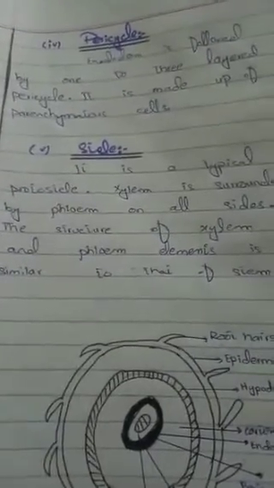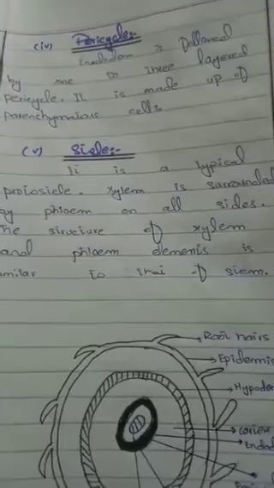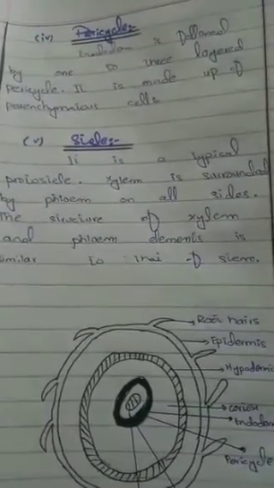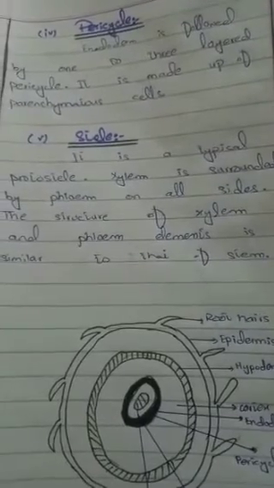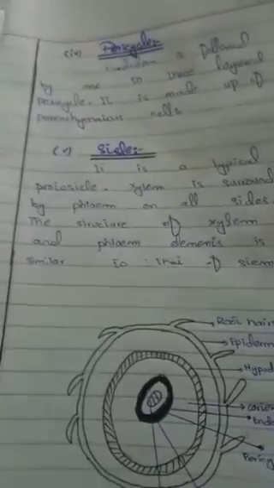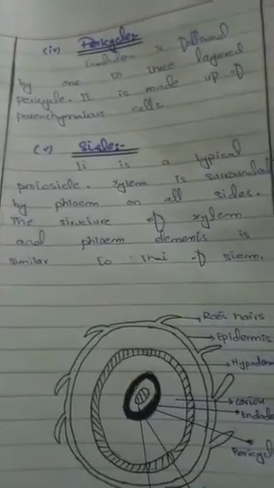Pericycle वही है जो xylem और vascular tissues को surround करता है, जिसमें xylem और phloem आते हैं. Stele is a typical protostele in which the xylem is surrounded by phloem on all sides. The structure of xylem and phloem elements is similar to that of stem.